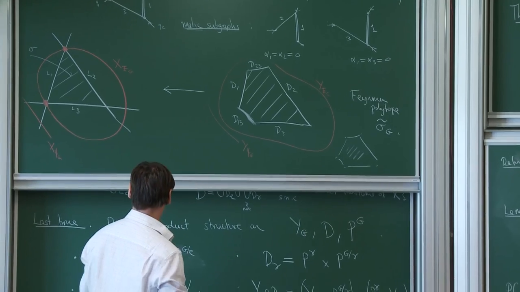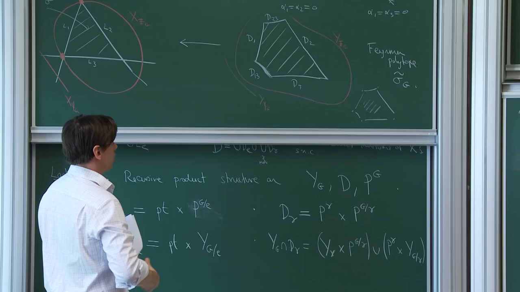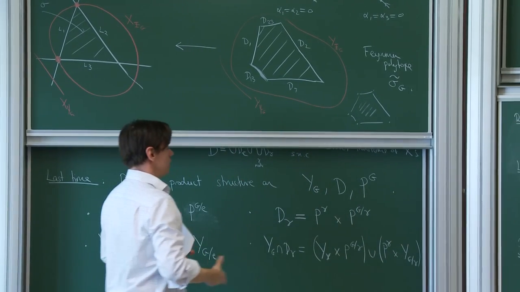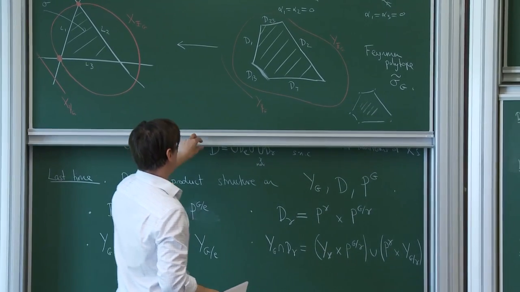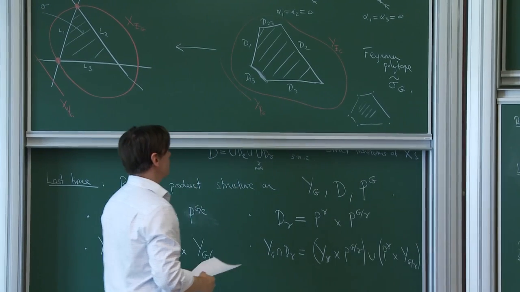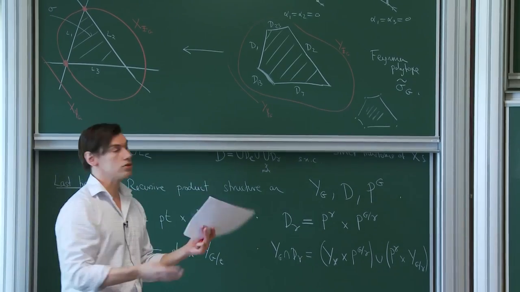But because of this recursive structure, if it's a simple pole, the residue will be a product of Feynman integrands of sub and quotient graphs. And then you need a recipe, which comes from physics, to find a different form which has the same residue along that divisor, and you just subtract it. And then you do inclusion-exclusion.